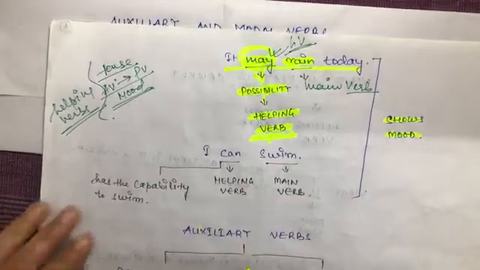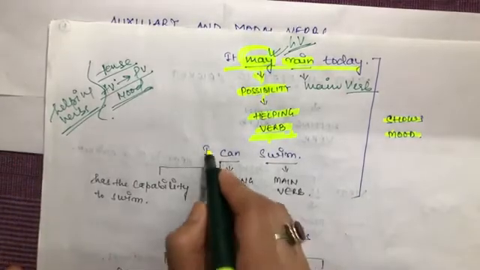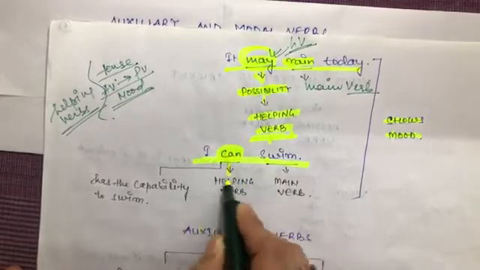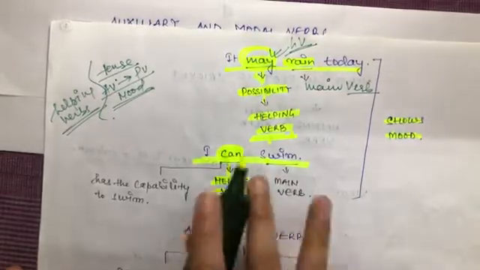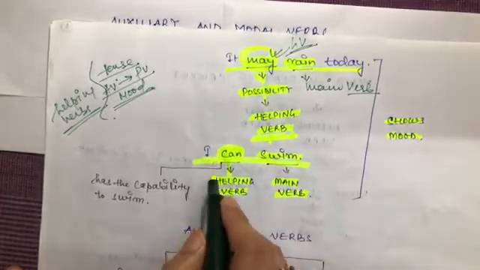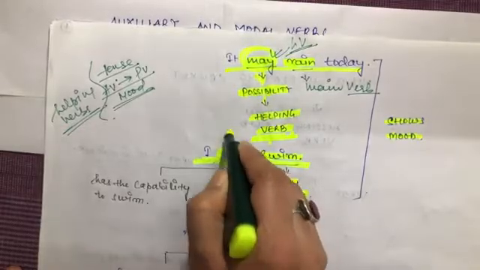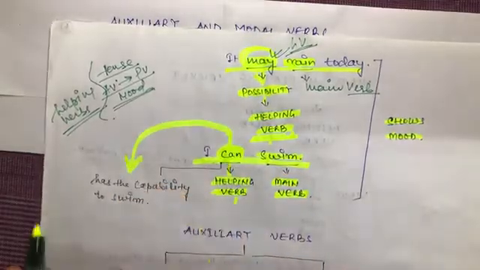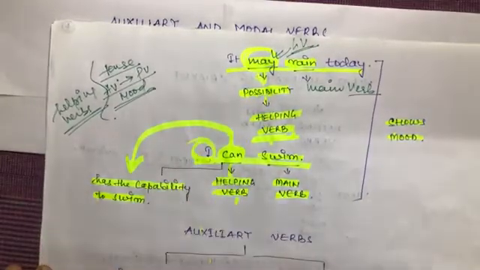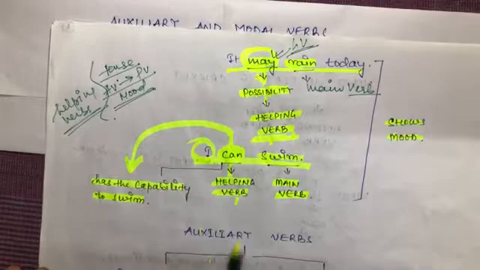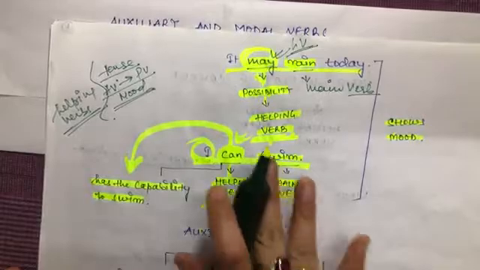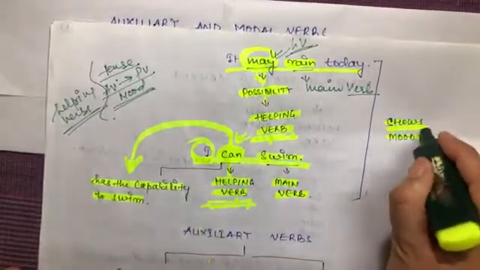Okay, now next take another example. I can swim. Here can is a helping verb. Here swim is the main verb. What happens? This can shows the capability that the person, the subject, can swim. Okay, so can acts here as a helping modal verb. It helps in showing the mood.